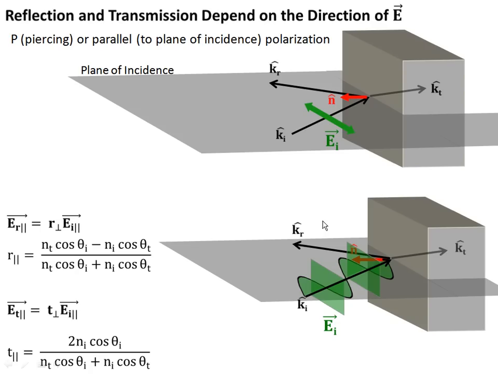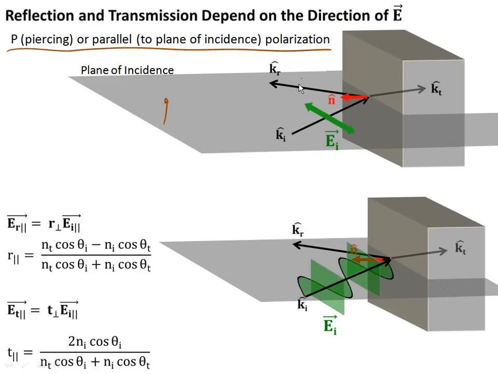We have exactly the same situation, or very close to the same situation, if the electric field lies in the plane of incidence. So notice that instead of the electric field pointing up and down like before, perpendicular to the plane of incidence, now the electric field lies in the plane of incidence, and we call this P, or parallel polarization, because the electric field is in the plane of incidence. It's parallel to the plane of incidence.